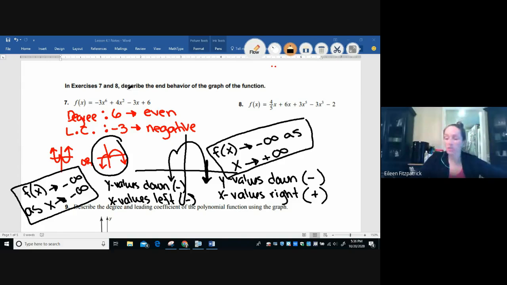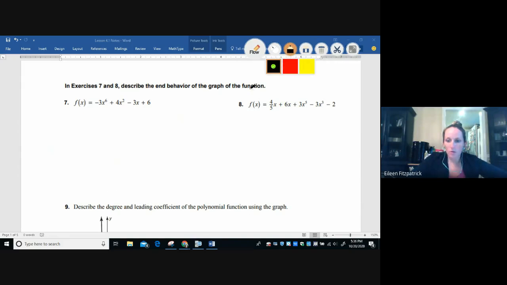So again, the directions say to describe the end behavior of the graph of the function, I would be looking for these two things. All the rest is just my work to get me there, okay? So let's see if we can do number 8 a little more quickly. For number 8, the first thing you need to do for this one that we didn't have to do for the last one is write it in standard form, highest exponent to lowest. So f of x equals the highest exponent I see, x to the 5th.